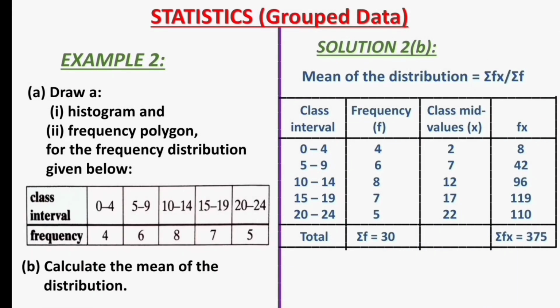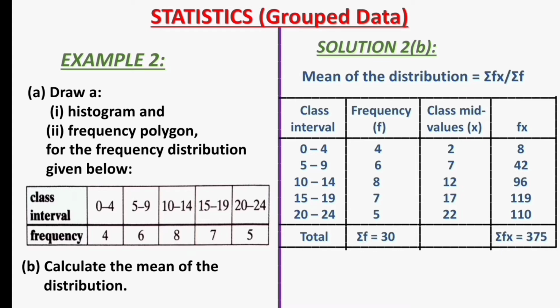For solution to question 2b, to calculate the mean of the distribution, the formula for mean is sum of fx divided by sum of f. In this question, we are given the frequencies, so the sum of the frequency is 30, while we are going to use the class mid values as our x.